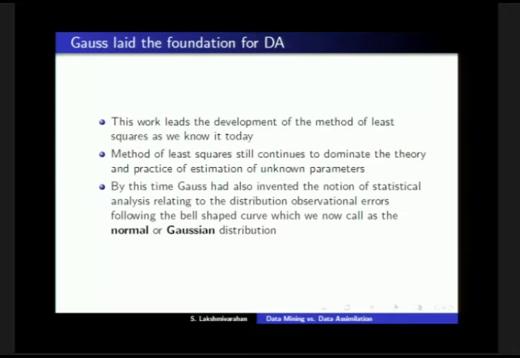So this work was responsible for the development of least squares as we know today. Least squares method is a workhorse of statistics, one of the major tools and techniques in estimation theory. The method of least squares still continues to dominate the theory and practice of estimation of unknown parameters in all walks of life. By this time, Gauss also had invented something else.